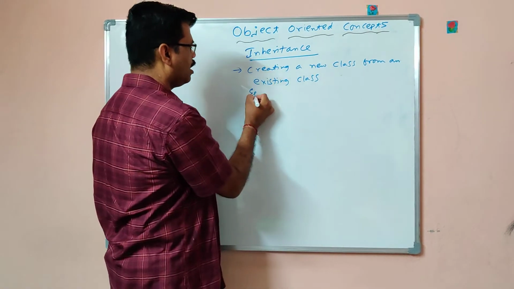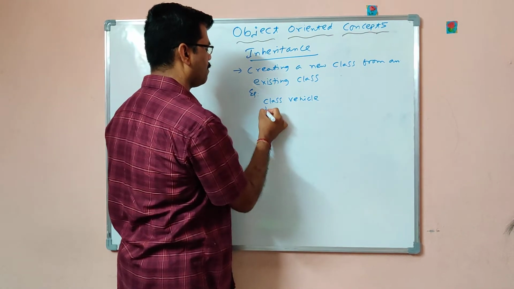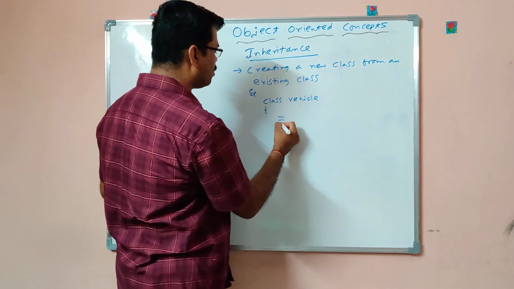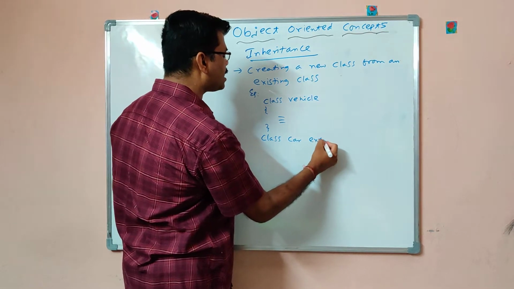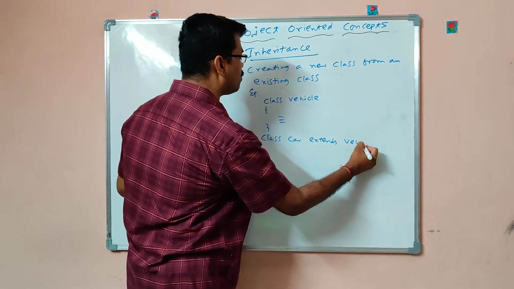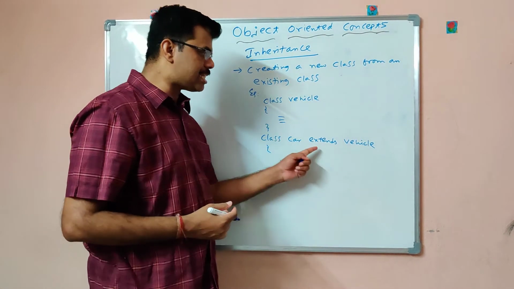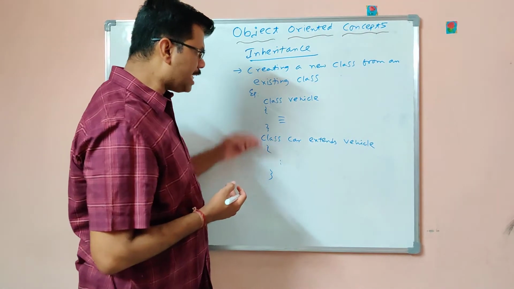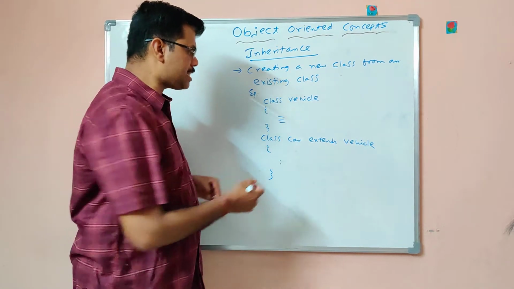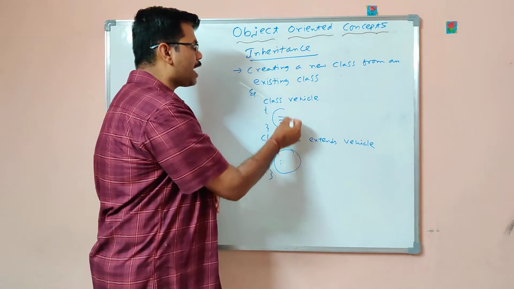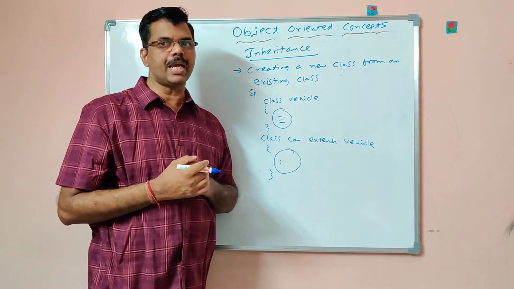For example, if you take a class like vehicle, and in this vehicle we go with some code, and if you take a class car extends vehicle, so the keyword we use to create a new class by using an existing class is what? Extends. Now, when we write the code in this way, whenever we create a car object, the car object can access its own members and also vehicle members. So with that we achieve what here? Through inheritance, we achieve the reusability of the code.